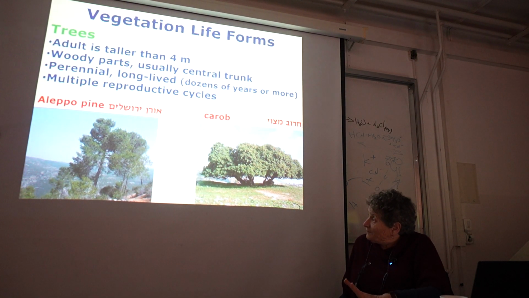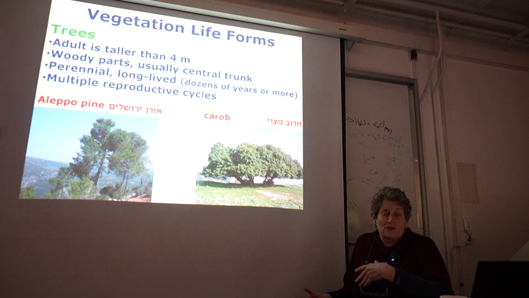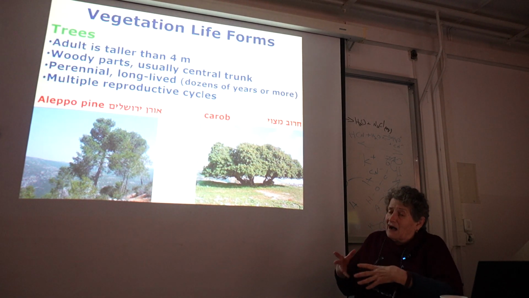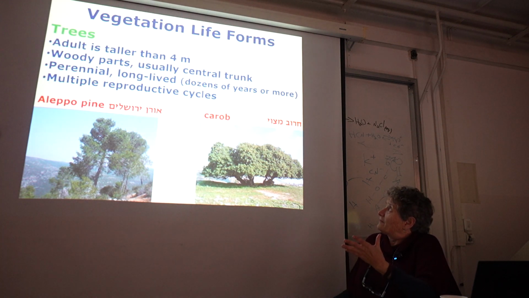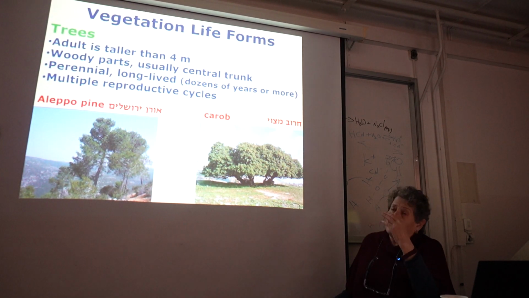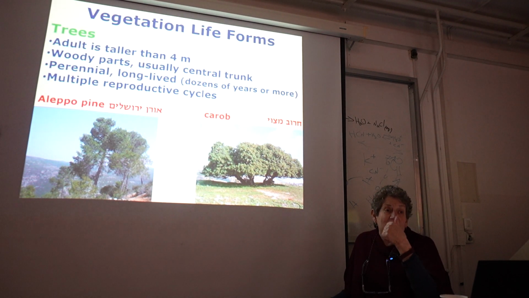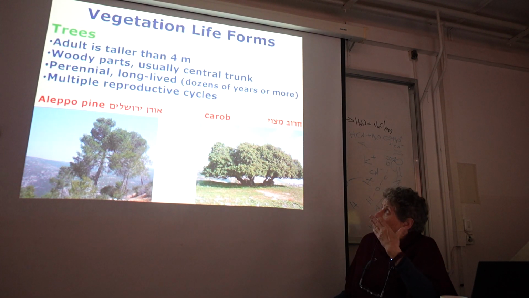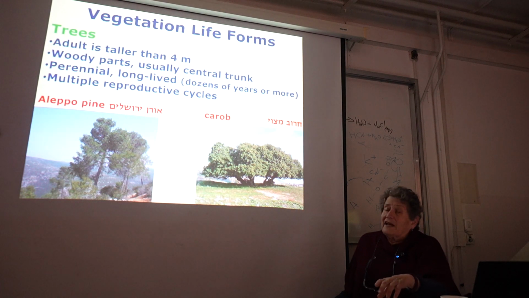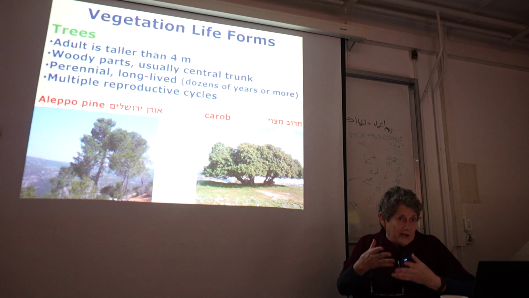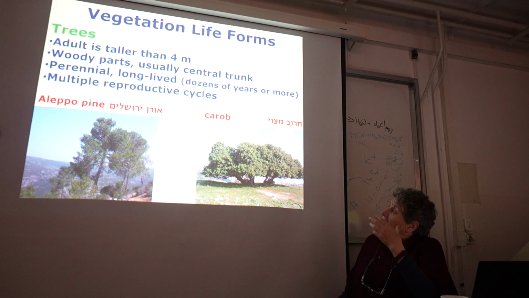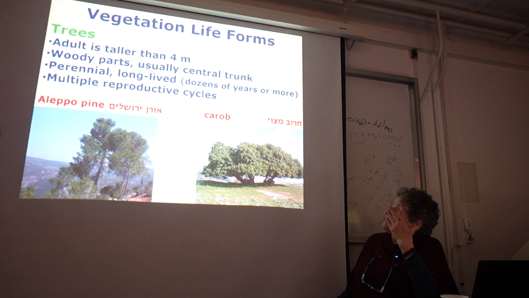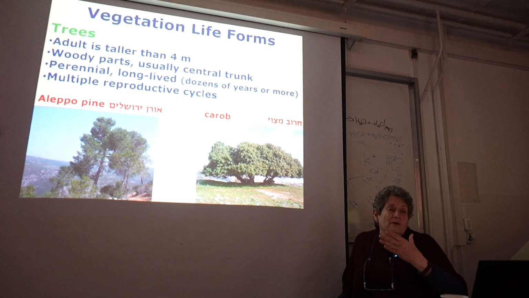Okay, so now I've spoken to you about trees and shrubs. How do we define them? When we talk about life forms, if we're talking about trees, we usually mean that the adult tree reaches adulthood taller than 4 meters. It has woody parts, it's not just green parts. But most important, the tree is perennial and has multiple reproductive cycles.